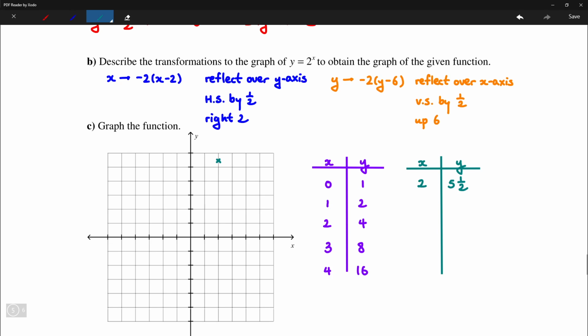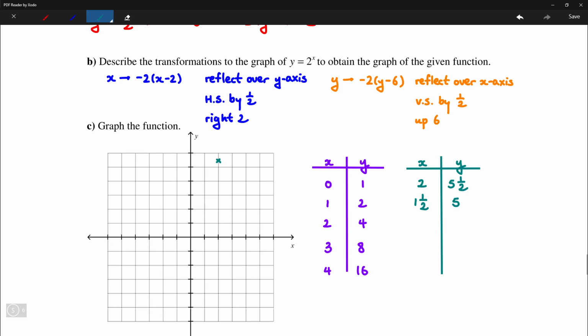So the next point, very similar. We start at 1, becomes -1 because of the reflection, and then -1/2 because of the horizontal stretch, and then plus 2. So -1/2 plus 2 is 1.5. The y value, we start with 2, reflect over the x-axis gives us -2, and then the vertical stretch by 1/2 gives us -1, and finally -1 plus 6 gives us 5.